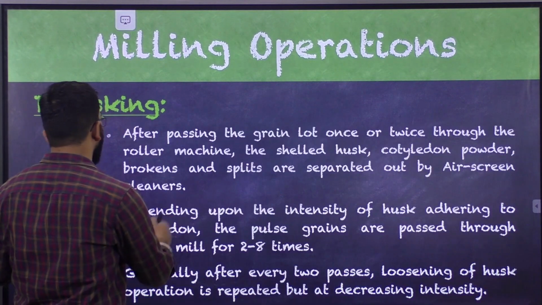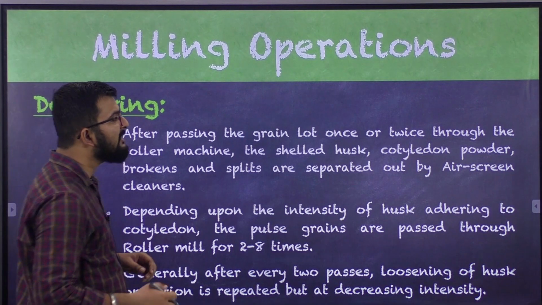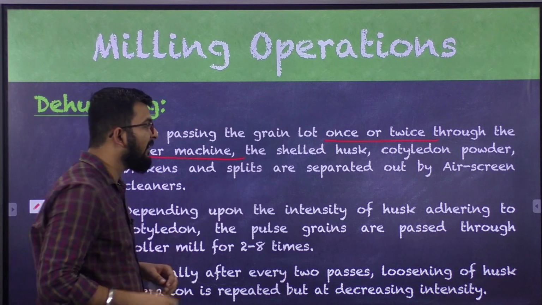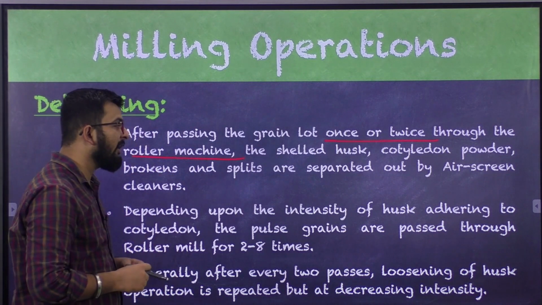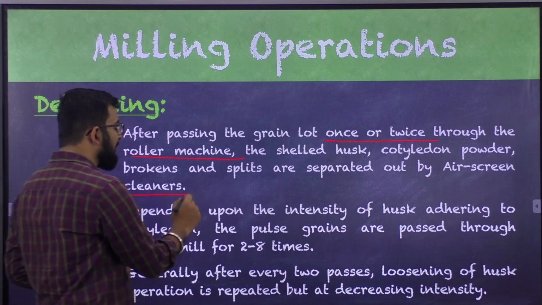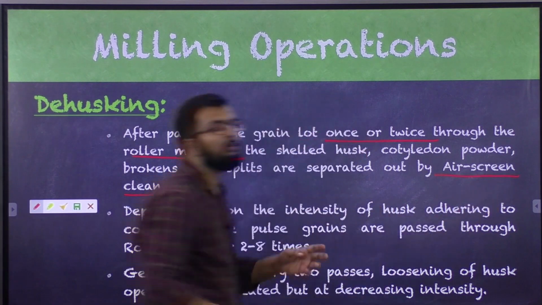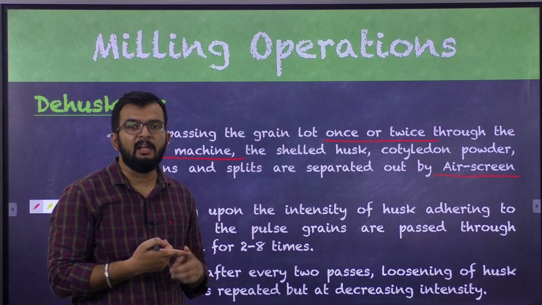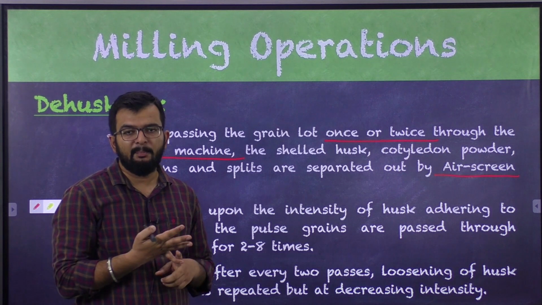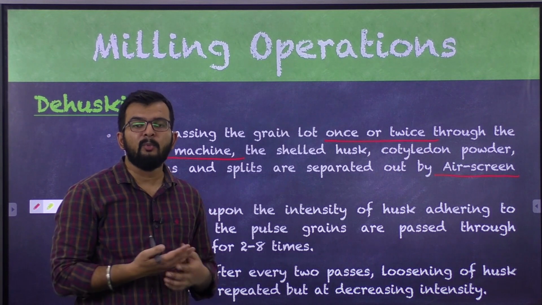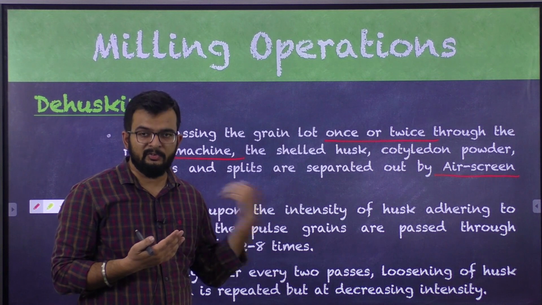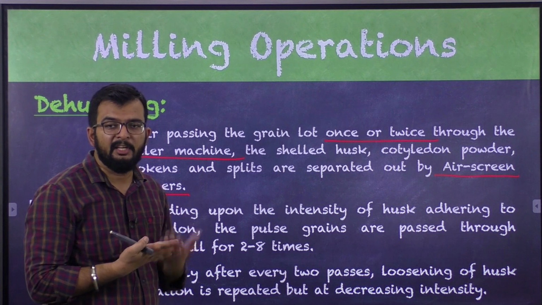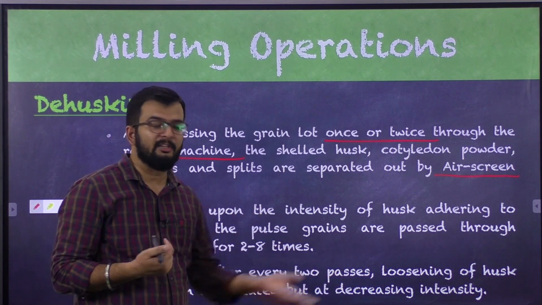Now under dehusking only, after passing the grain lot once or twice through the roller machine, the shelled husk, cotyledon powder, broken and split are separated by air screen cleaners. After you have passed it through the roller, your products will be cotyledon, whole grains, husk and some powder of the cotyledon. You need to separate out all these materials, so that the whole grain which has not yet been dehusked can be sent again to the dehuskers.